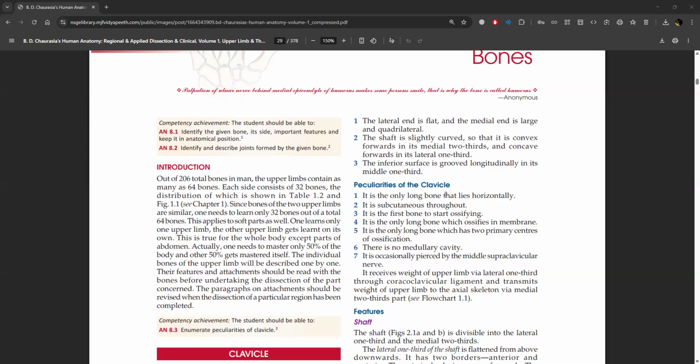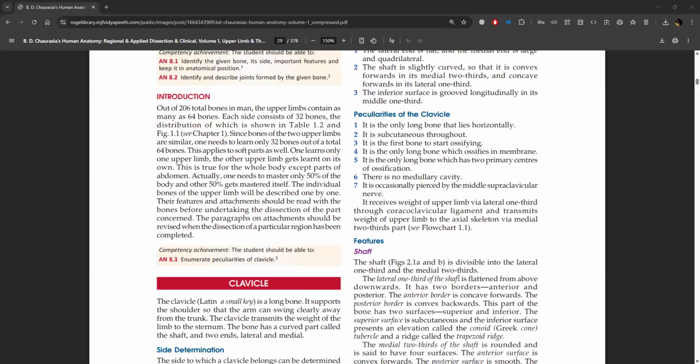Peculiarities of the clavicle. Number 1. It is the only long bone that lies horizontally. Number 2. It is subcutaneous throughout. Number 3. It is the first bone to start ossifying. Number 4. It is the only long bone which ossifies in membrane. Number 5. It is the only long bone which has two primary centers of ossification. Number 6. There is no medullary cavity.